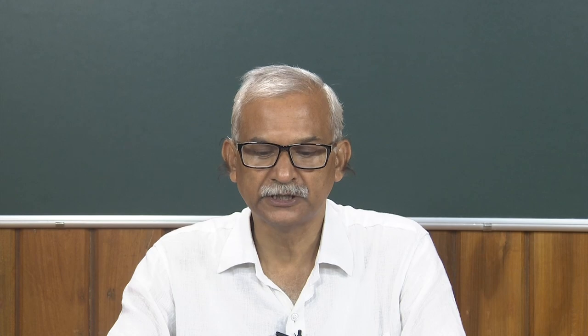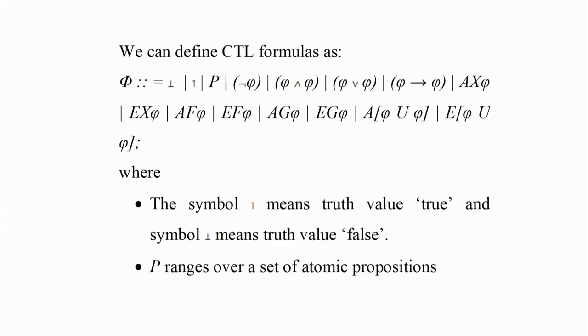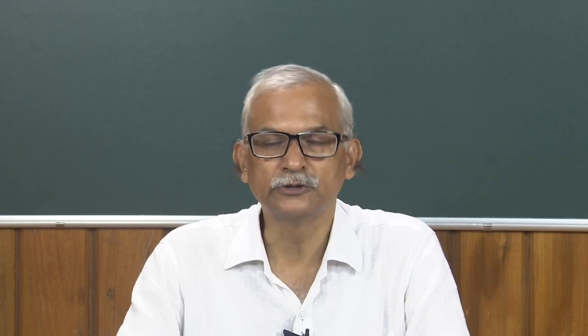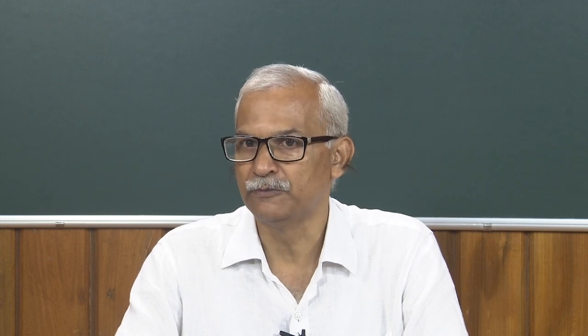So, in computation tree logic, the BNF notation of CTL is as follows. We are using two symbols, one is known as bottom and the second one is top. Basically, we write bottom to indicate the truth value false, and we write the symbol top to represent the truth value true. So, truth value true and truth value false are also CTL formulas. So, top and bottom are CTL formulas.